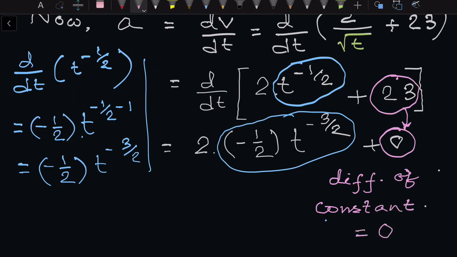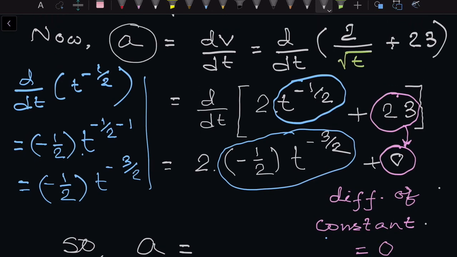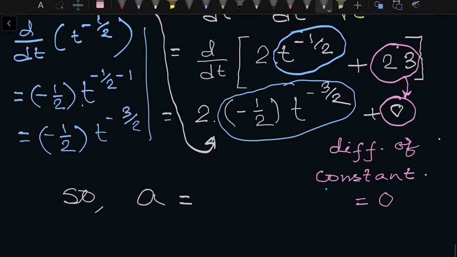So acceleration is finally given as minus t to the power minus 3 by 2. That is it.